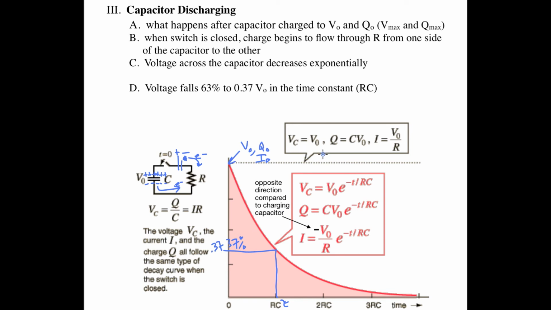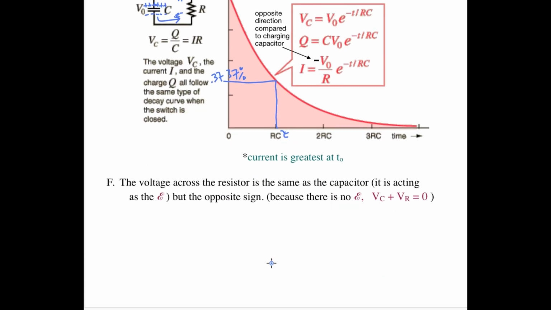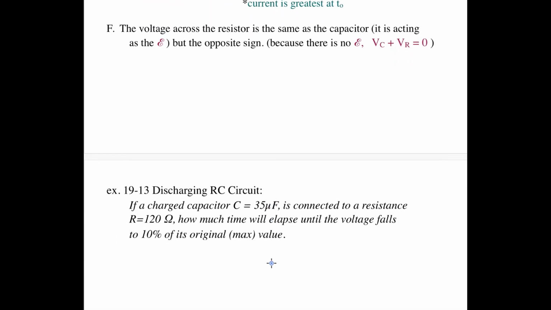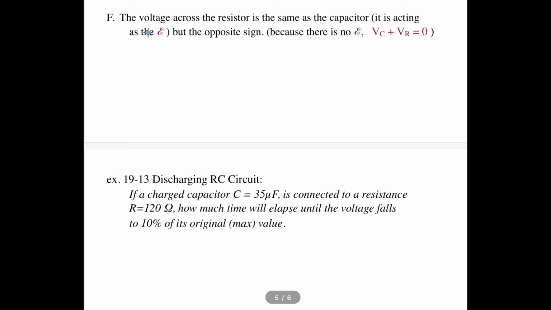All right, and we can run through that. Okay, what else is there to say? I think that's pretty much it. So it's nice that this is all in a line like this. Oh, and again, the voltage across the resistor is going to be the same as the capacitor because we don't have a battery in there.